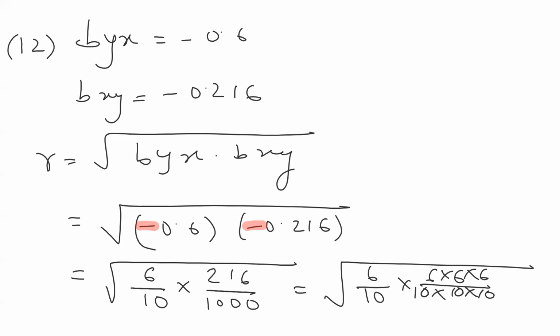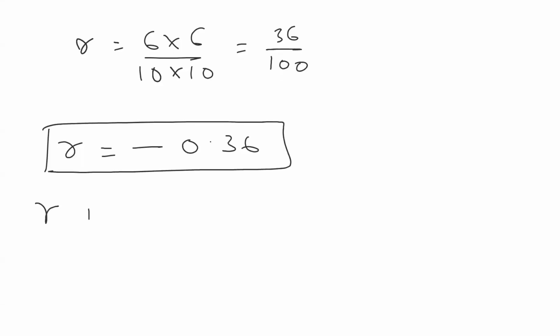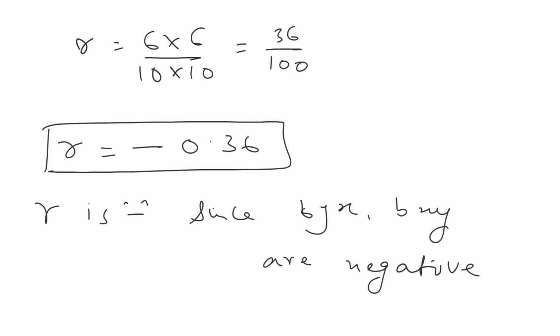So out of these three 6s, one 6 will go outside the root, and out of the other two 6s, one 6 will go outside the root. Similar case with 10. Out of these 10s, one will go outside the root, and out of the other two 10s, one will go outside the root. So r is equal to 6 into 6 upon 10 into 10, which is 36 upon 100. But then r is written as minus 0.36. Now why minus? I'll write down: r is negative since byx and bxy are negative. Are you able to understand? I hope you understood the root calculation as well.